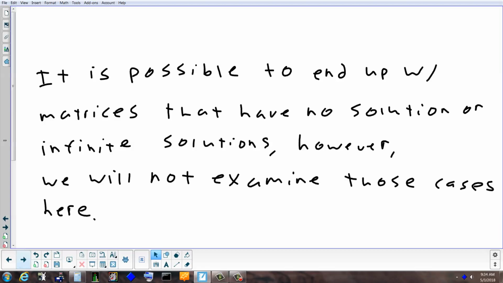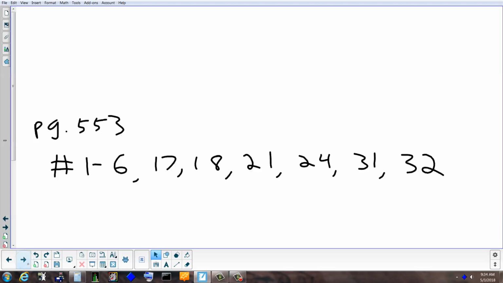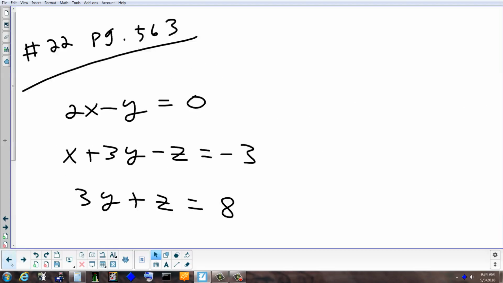We're not going to be looking at those cases, but basically what would happen in a no solution or infinite solution is you'd be going through the matrix, and all of a sudden you'd end up with something like this. You'd end up with a row of all zeros. That would be an infinite solution. 0 equals 0. Or you end up with something like this. 0x plus 0y plus 0z equals 8. If somehow you ended up with that and you did all your arithmetic correct, that's a no solution. Okay? So those things can happen, but not in the problems I'm going to give you.